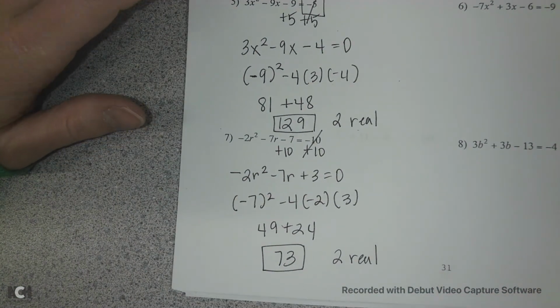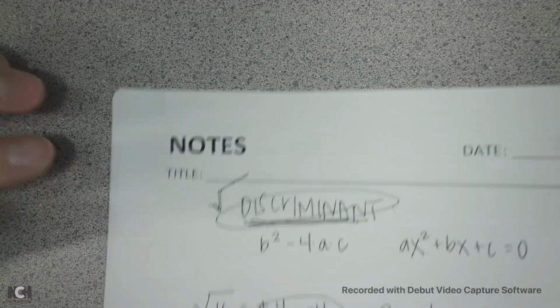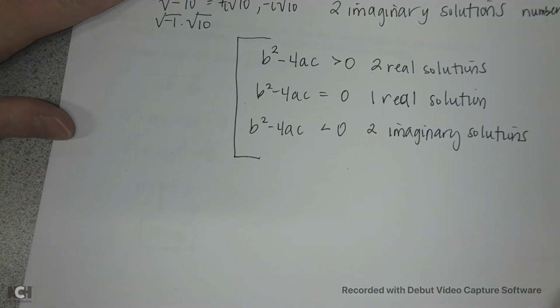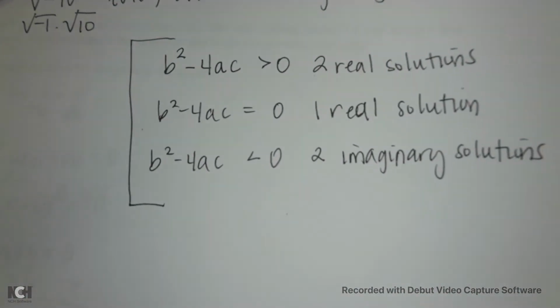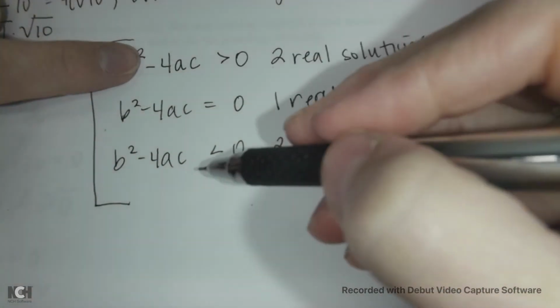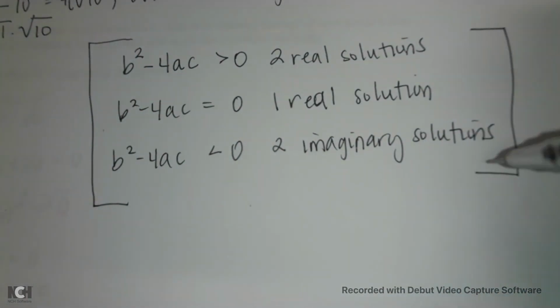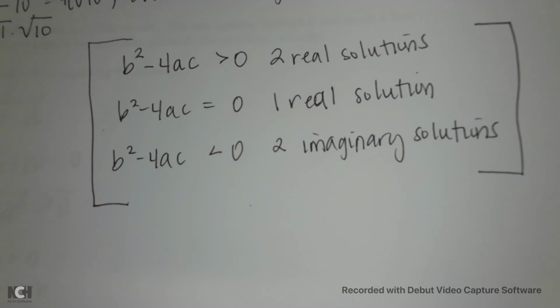Alright guys, let me know if you have any questions or you get stuck. Again, here is that piece of information. If you wanted to freeze it, you could. This is your discriminant, and then how many solutions it could potentially have. Oh, let me focus it.